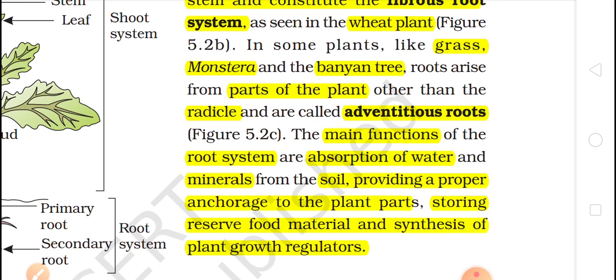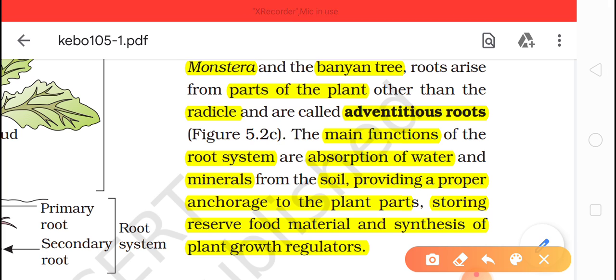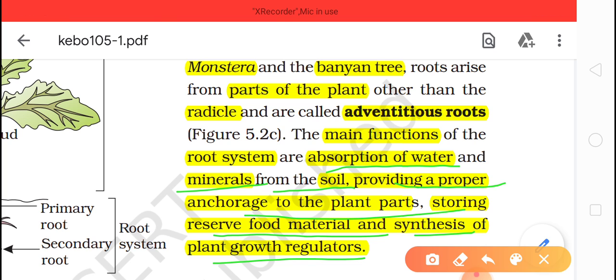Now children, what is the function of root? The functions are absorption of water from soil, absorption of minerals from soil, providing proper anchorage to the plant parts, storing reserve food material, and synthesis of PGR, plant growth regulators. These are some functions of the roots as we discussed.